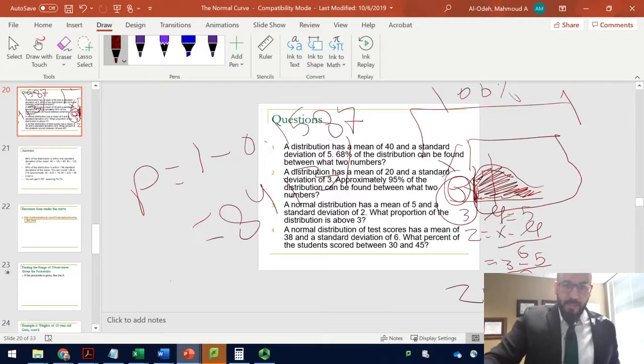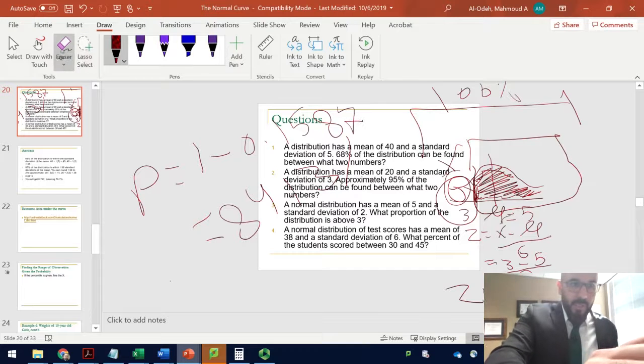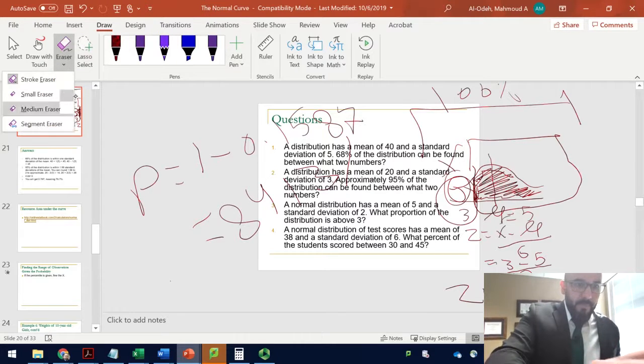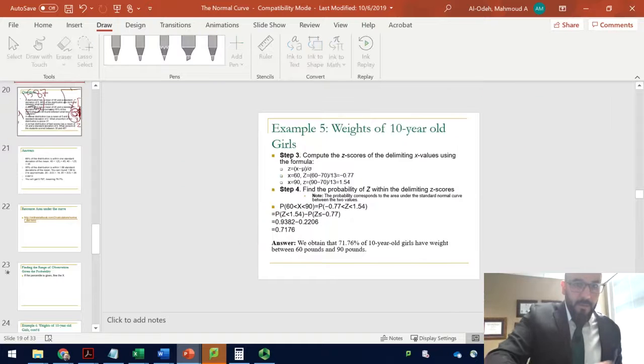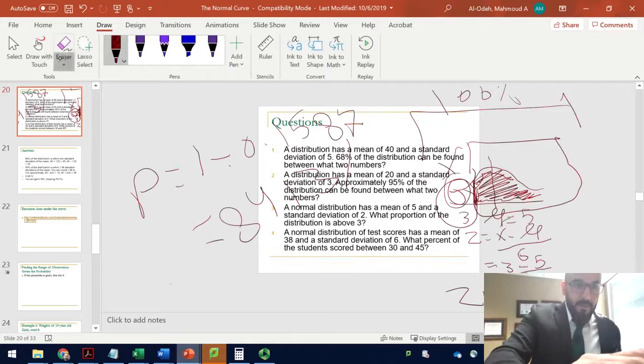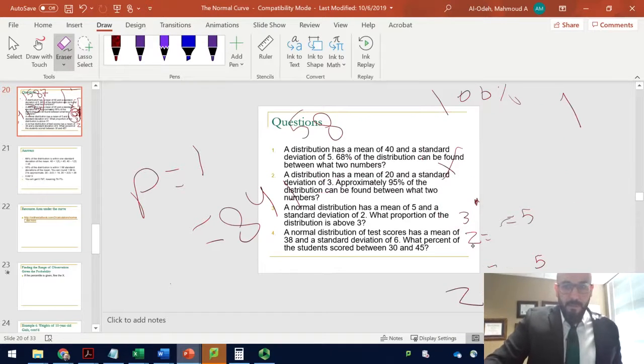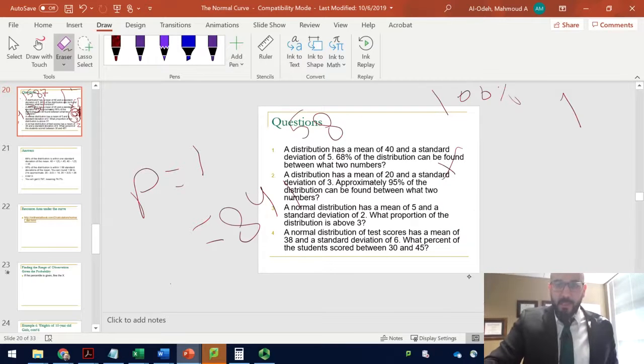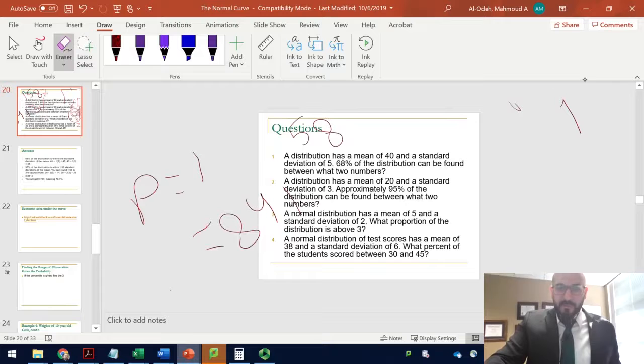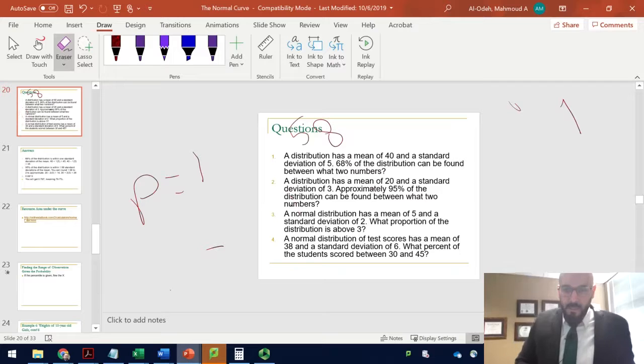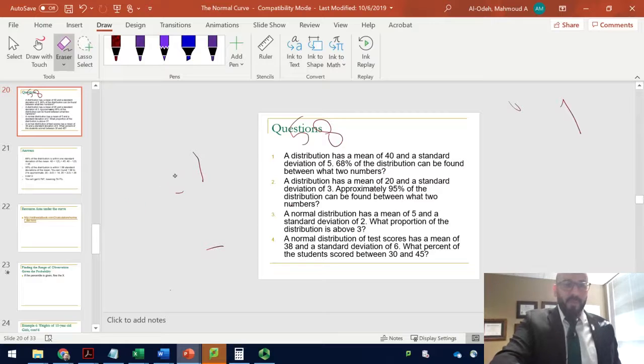So let's take another example. Let's erase everything here, and we'll move on to the next example. The next example is a normal distribution of test scores that has a mean of 38, so the mean is 38. The standard deviation is 6. What percentage of the students scored between 30 and 45?